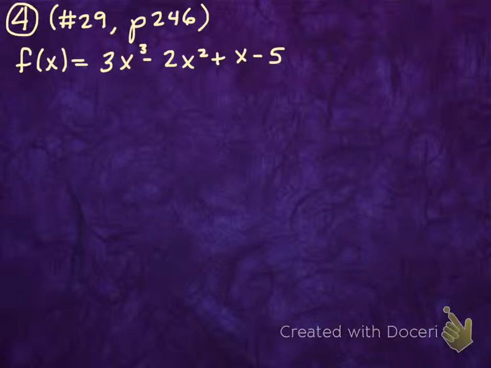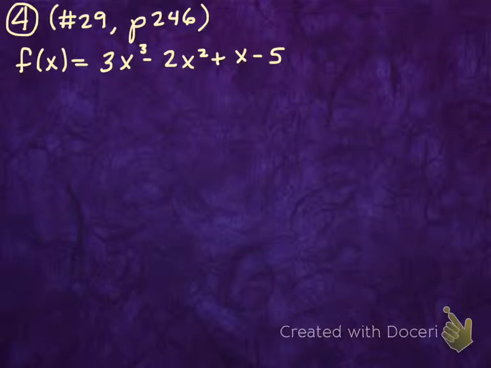For number 4 from the BAT list, you are to do number 29 from page 246. And our directions here tell us to use the remainder theorem to find the remainder when f of x is divided by x minus k, and check by using synthetic division. We'll skip that part and just get our remainder.